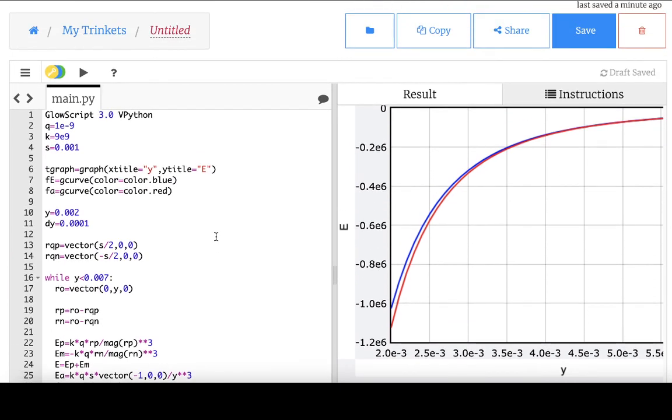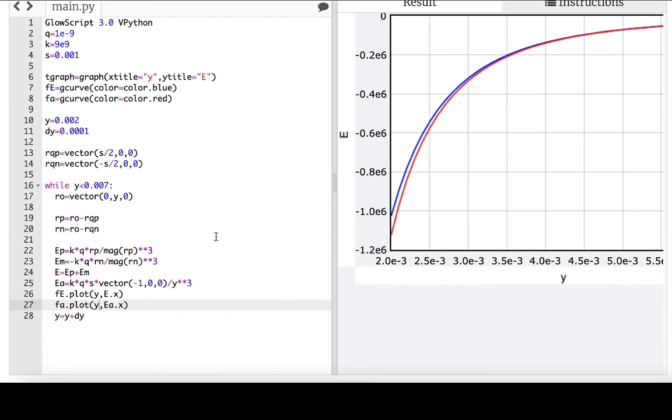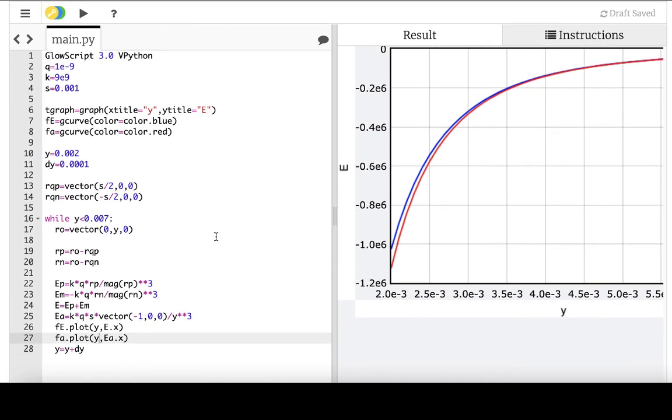So, okay, there you go. That's the electric field due to a dipole on an axis perpendicular to the dipole.